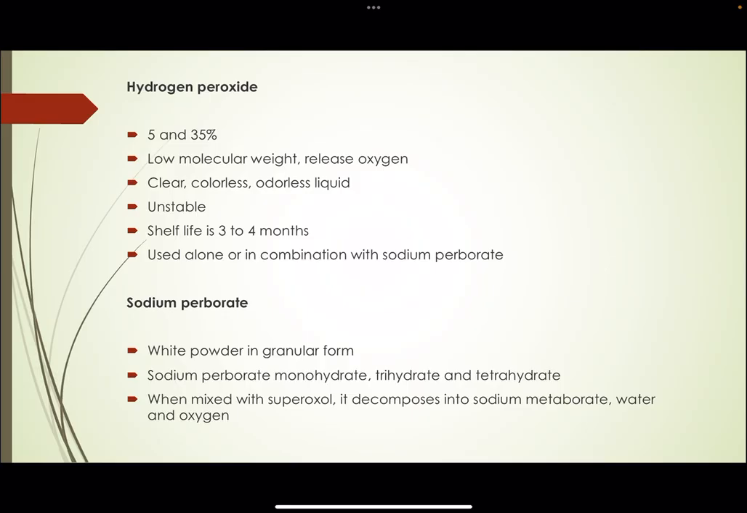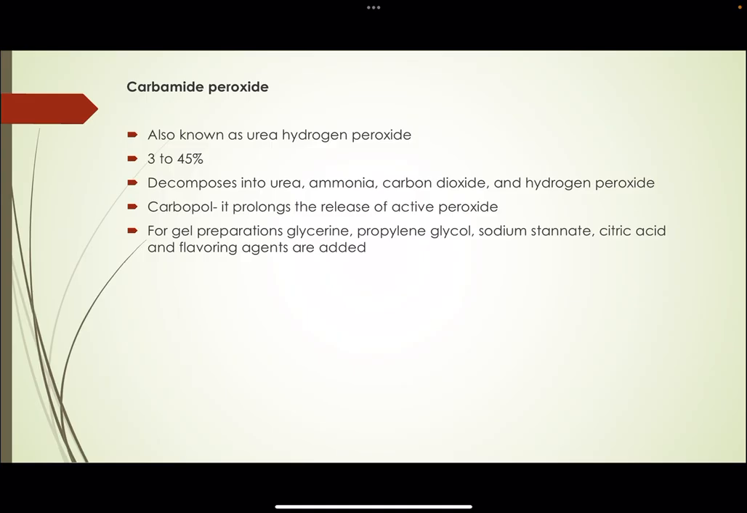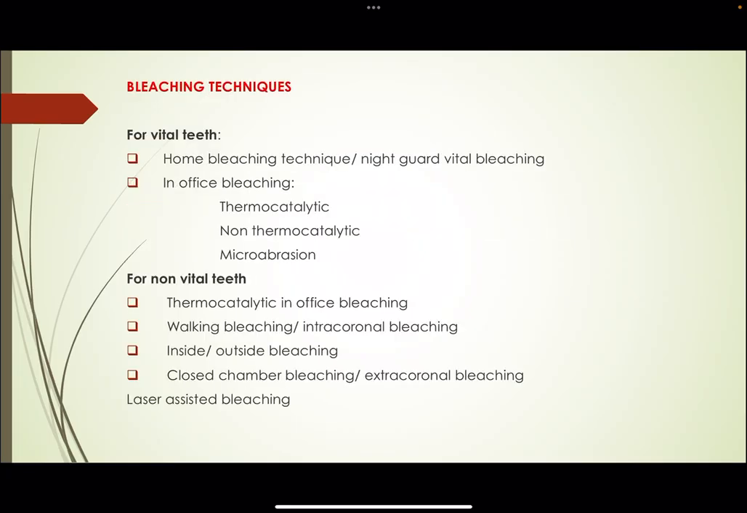When mixed with superoxide, it decomposes into sodium metaborate, water and oxygen. Carbamide peroxide, also known as urea hydrogen peroxide, which is about 3 to 45%, decomposes into urea, ammonia, carbon dioxide and hydrogen peroxide. Carbopol is added to prolong the release of active peroxide. For gel preparation, glycerin, propylene glycol, sodium cyanide, citric acid and flavoring agents are used.